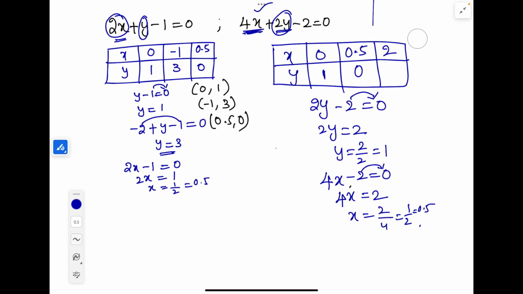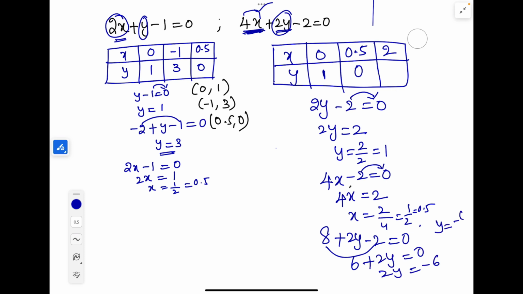Let us take x value as 2. If we take x value as 2, 4 times 2 is 8. 8 plus 2y minus 2 is equal to 0. 8 minus 2, how much? 6. 6 plus 2y is equal to 0. 2y is equal to minus 6, or y is equal to minus 6 by 2, which is minus 3.